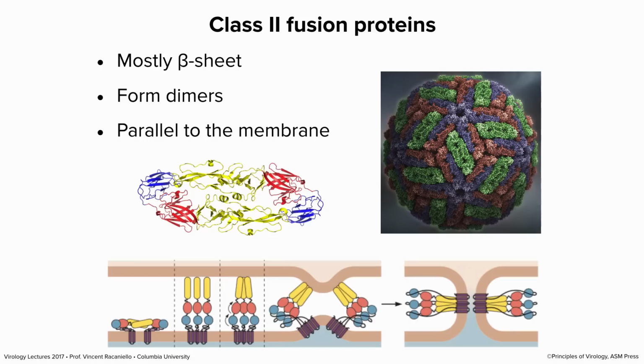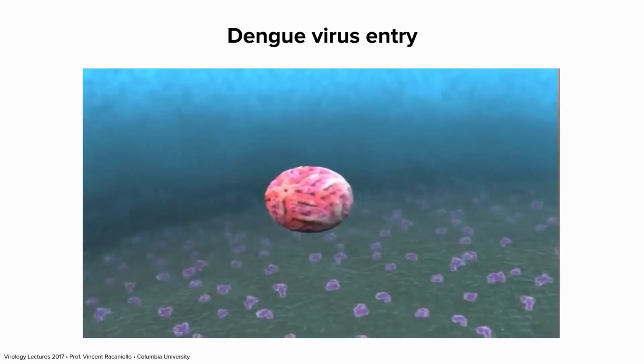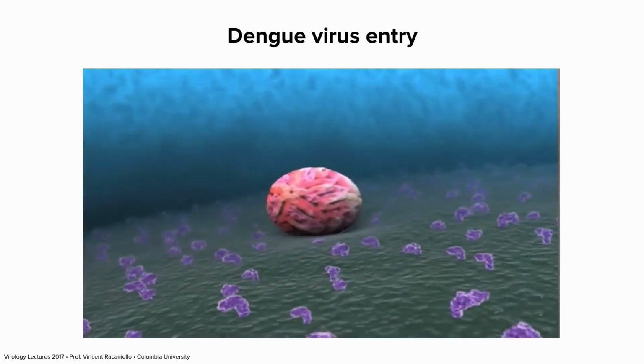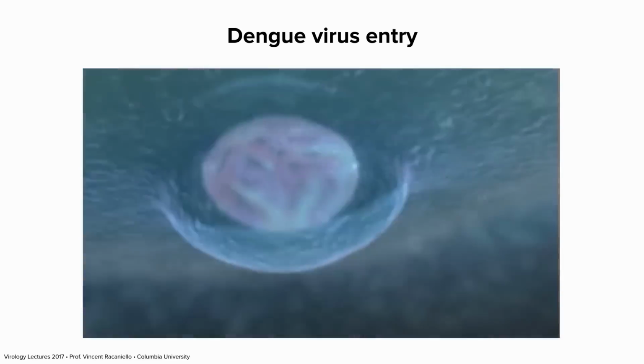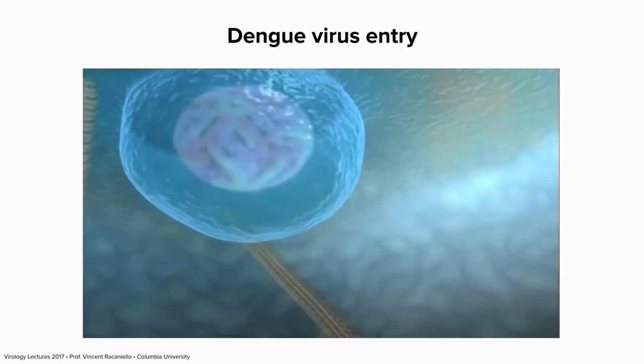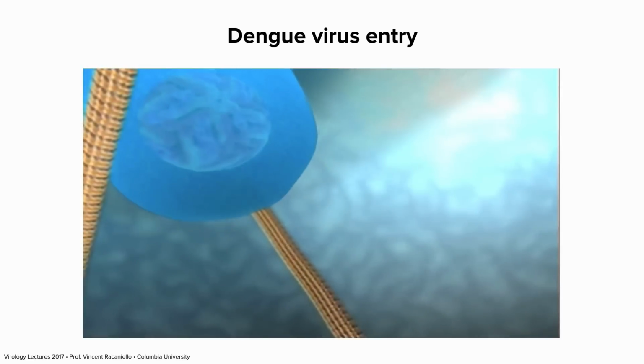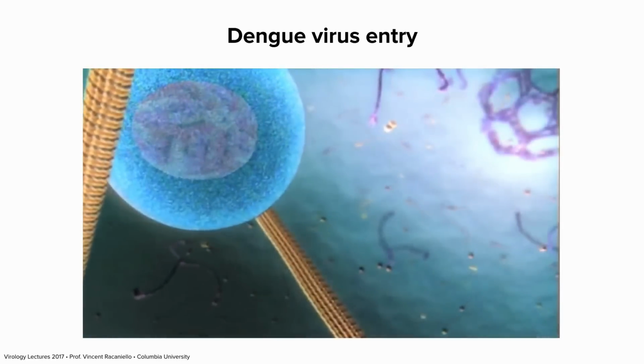The fusion protein is hidden, so the virus doesn't fuse with any membrane, only ones in which it's being taken up into the endocytic pathway and the pH is dropping. So here's dengue virus entry into cells. There it's taken up into an endosome. It's moving into the cell along a microfilament, a microtubule structure.